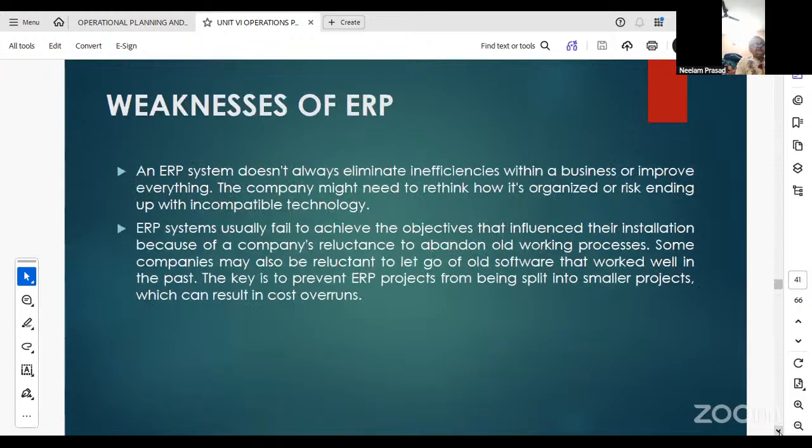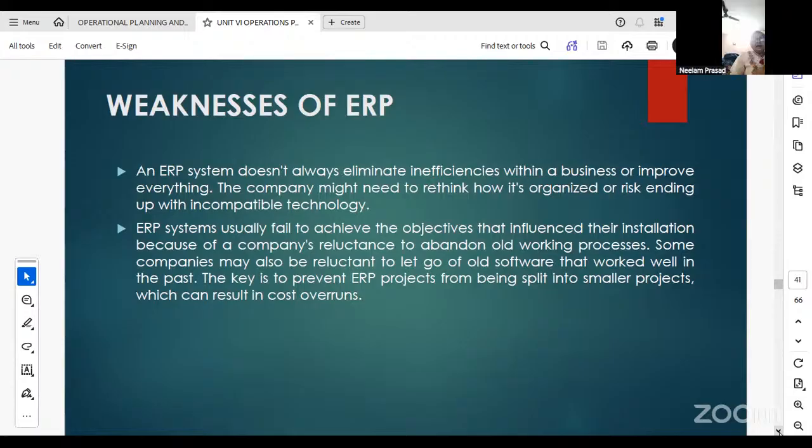Weaknesses of ERP. An ERP system doesn't always eliminate inefficiencies within a business or improve everything. The company might need to rethink how it's organized or risk ending up with incompatible technology. ERP systems usually fail to achieve the objectives that influence their installation because of a company's reluctance to abandon old working processes. Some companies may also be reluctant to let go of old software that worked well in the past. The key is to prevent ERP projects from being split into smaller projects, which can result in cost overruns.